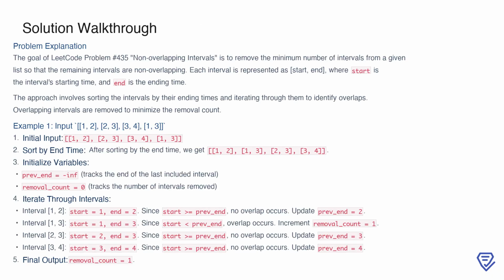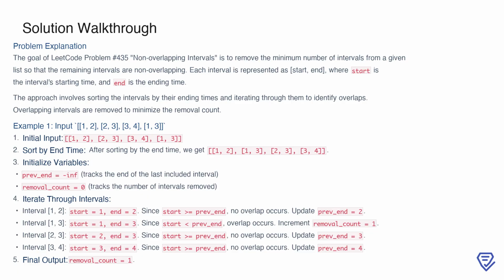To solve problem number 435, non-overlapping intervals, the goal is to remove the minimum number of intervals so that the remaining ones do not overlap. Each interval is defined by a start and end time, and we aim to identify overlaps in the most efficient way. The approach begins by sorting the intervals based on their ending times. This helps prioritize intervals that finish earlier, leaving more room for subsequent ones.